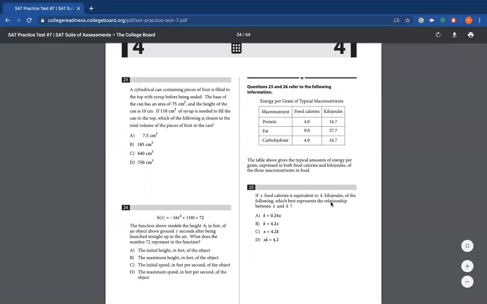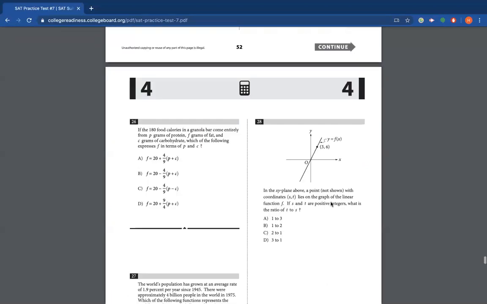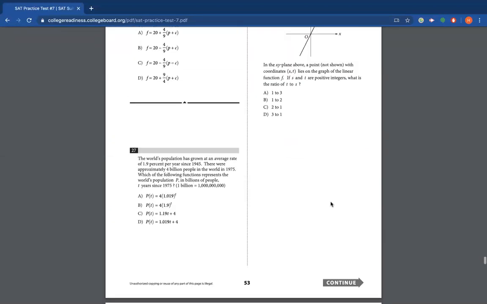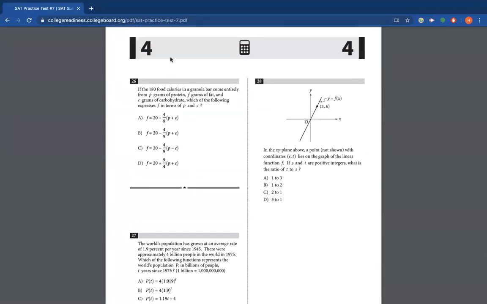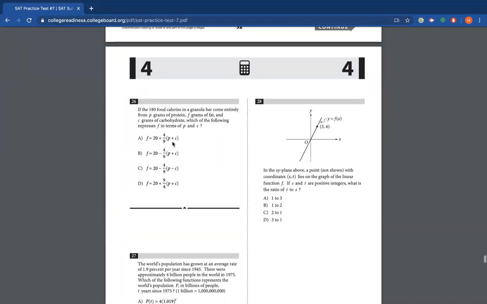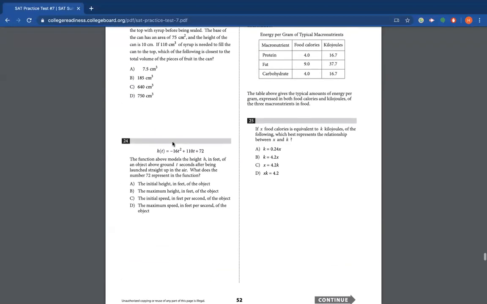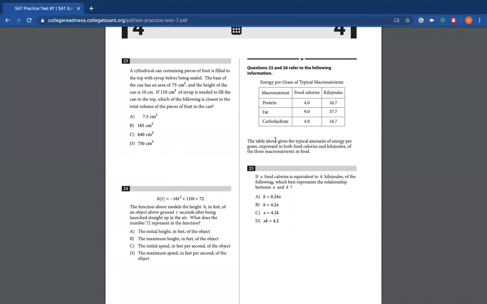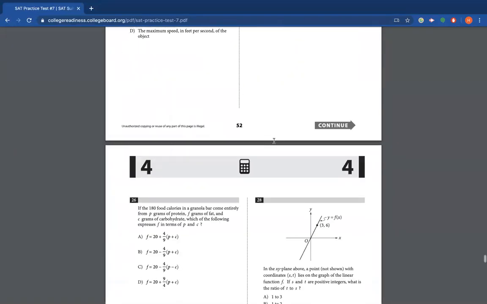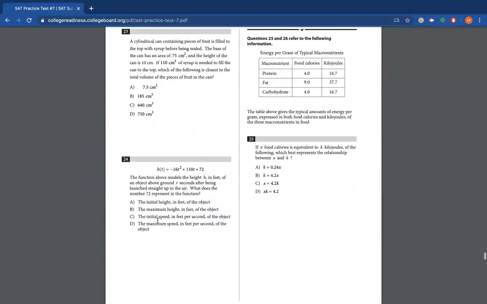And let's see what other question. 26. If 180 food calories in a granola bar come entirely from P grams of protein, F grams of fat, and C grams of carbohydrates, which of the following expresses F? We have to look at the table above, which represents the amount of nutrients, so this is question 25, 26.